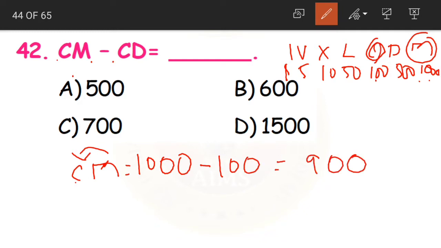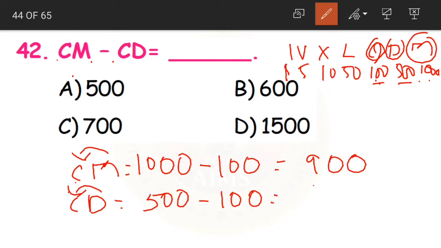Now CD again, that is 100 and 500. See, the smaller number is to the left of the larger number. So 500 minus 100 is equal to 400. Now we've got the value of both CM and CD. Now what should we do with the CM and CD?